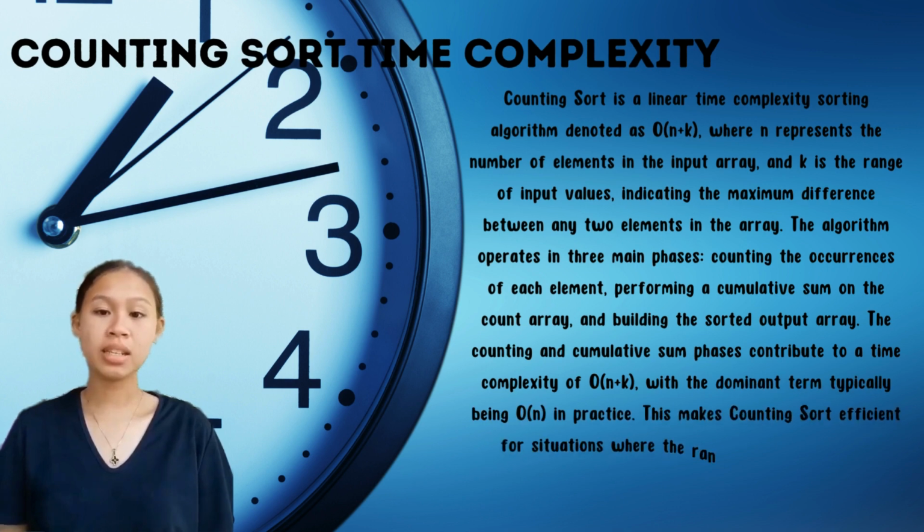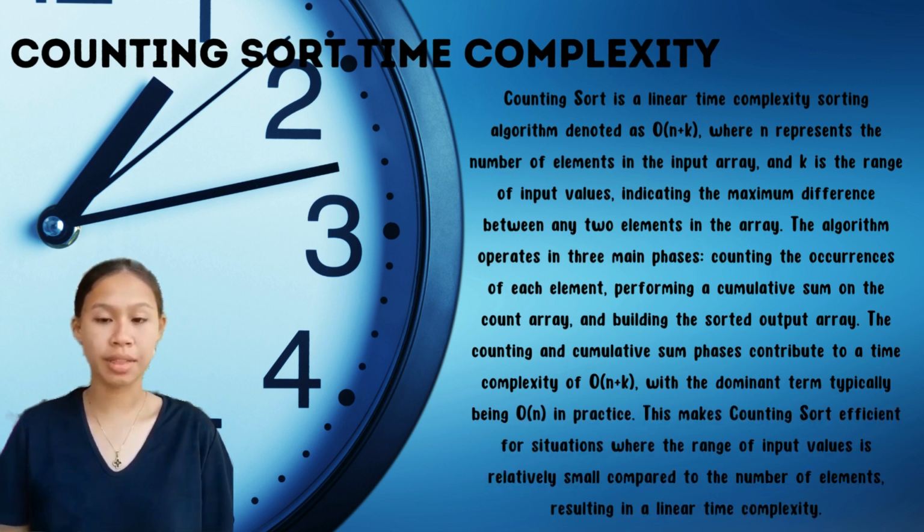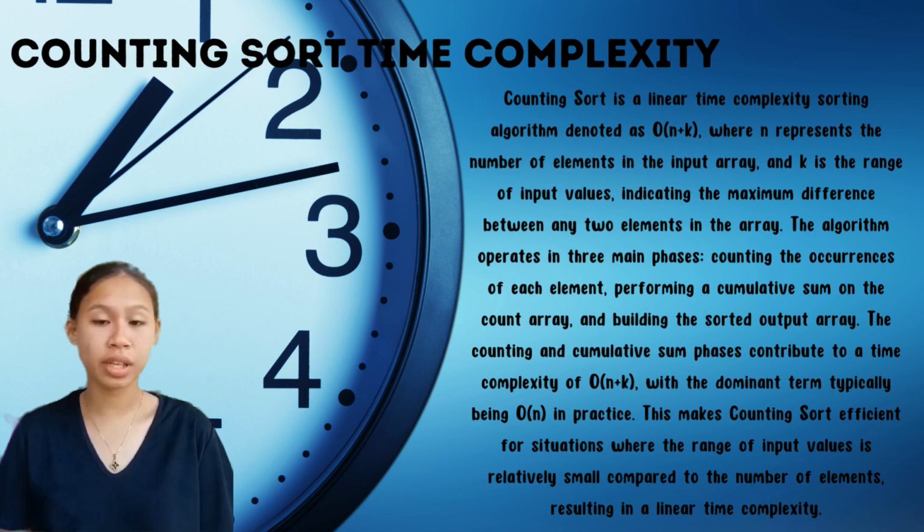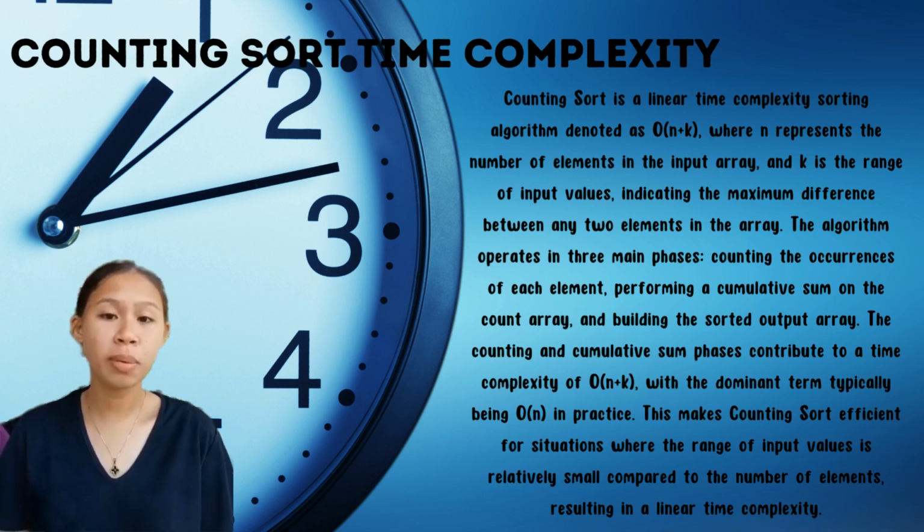Counting sort is a linear time complexity sorting algorithm denoted as O(n + k), where n represents the number of elements in the input array and k is the range of input values, indicating the maximum difference between any two elements in the array. The algorithm operates in three main phases: counting the occurrences of each element, performing a cumulative sum on the count array, and building the sorted output array.